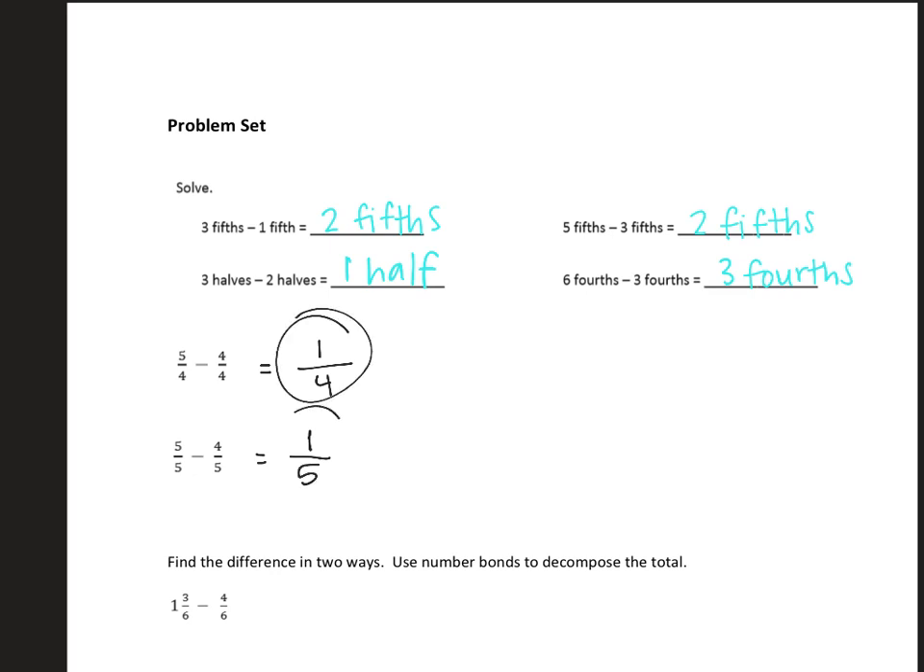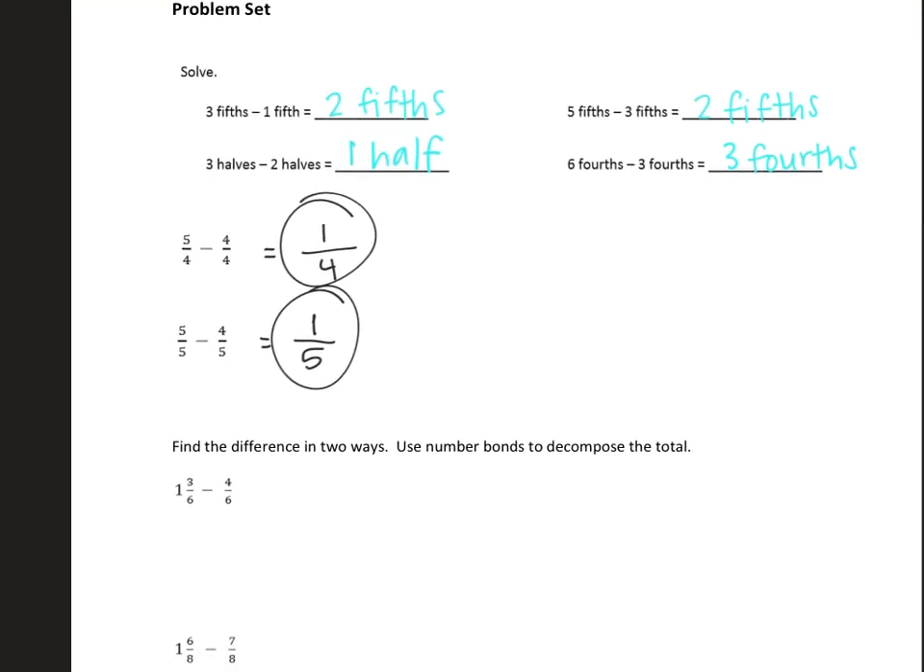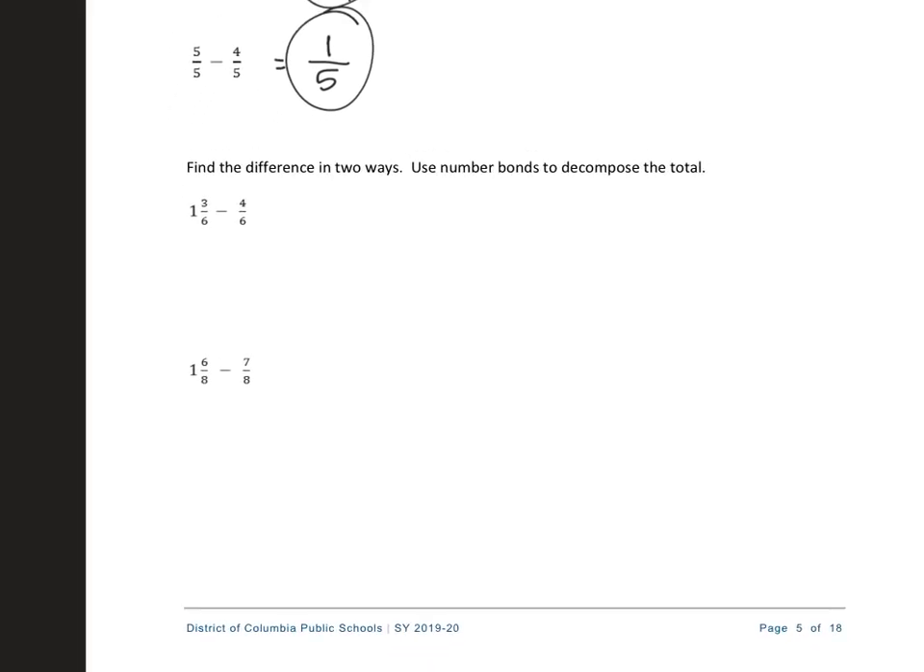All right, so those are the two answers that you should have for those. Down at the bottom, you're going to find the difference in 2 ways. Use number bonds to decompose the total. Again, we're going to use those 2 ways that were on the other paper, so you can flip back to that if you need to reference it. And I want you to try to find the difference here in 2 different ways.